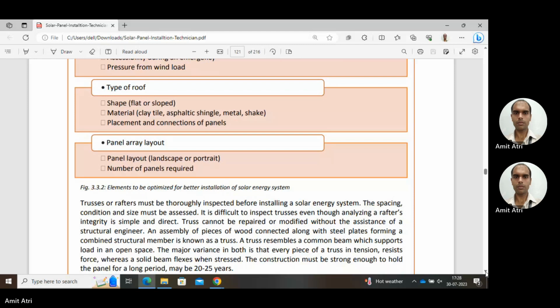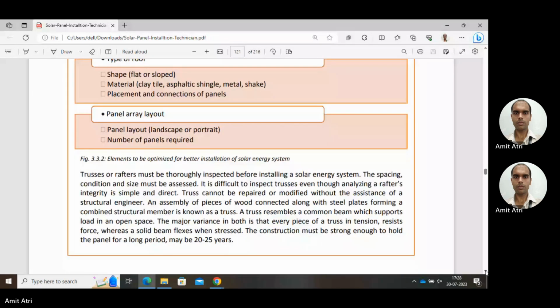Now, trusses and rafters must be thoroughly inspected before installing a solar panel. What is a truss? Basically, an assembly of pieces of wood connected with steel plates forming a combined structural member, a frame-like structure. That is a truss. We have to thoroughly inspect it because we place the solar energy system on it: the spacing, the condition, the size, that we have to check.